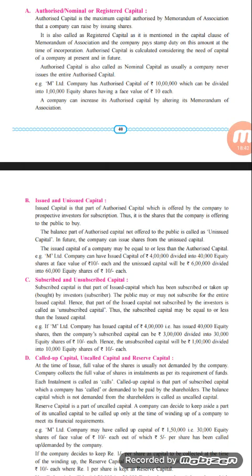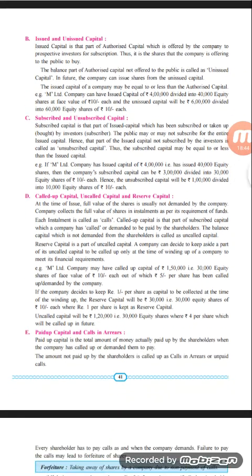The next concept is issued capital. Issued capital is that part of authorized capital which is offered by a company to prospective investors for subscription. This is the capital which is given as an offer to the investors to come and invest in that particular class of shares. Thus it is known as the company offering to the public to buy its shares.